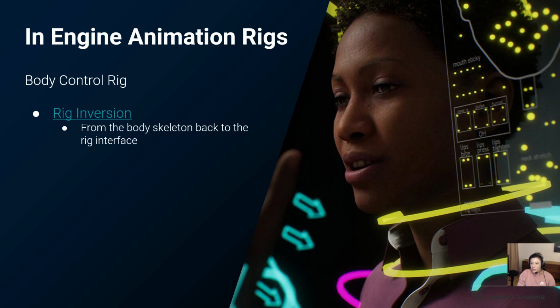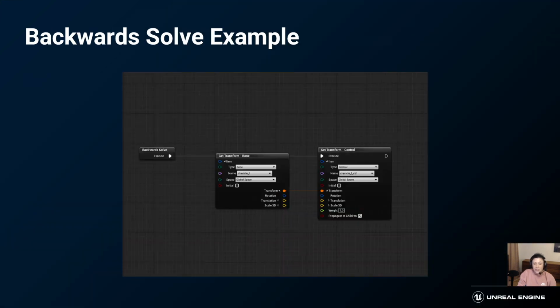We also have the ability to invert the animation from the skeleton to the control rig. And this is thanks to the backward solve event, and we refer to that process as the rig inversion. This is an example also on the clavicle where we are getting the transform from the bone this time, the clavicle joint, and driving the clavicle control with that. And this time is different because these are not the initial transforms in this case.